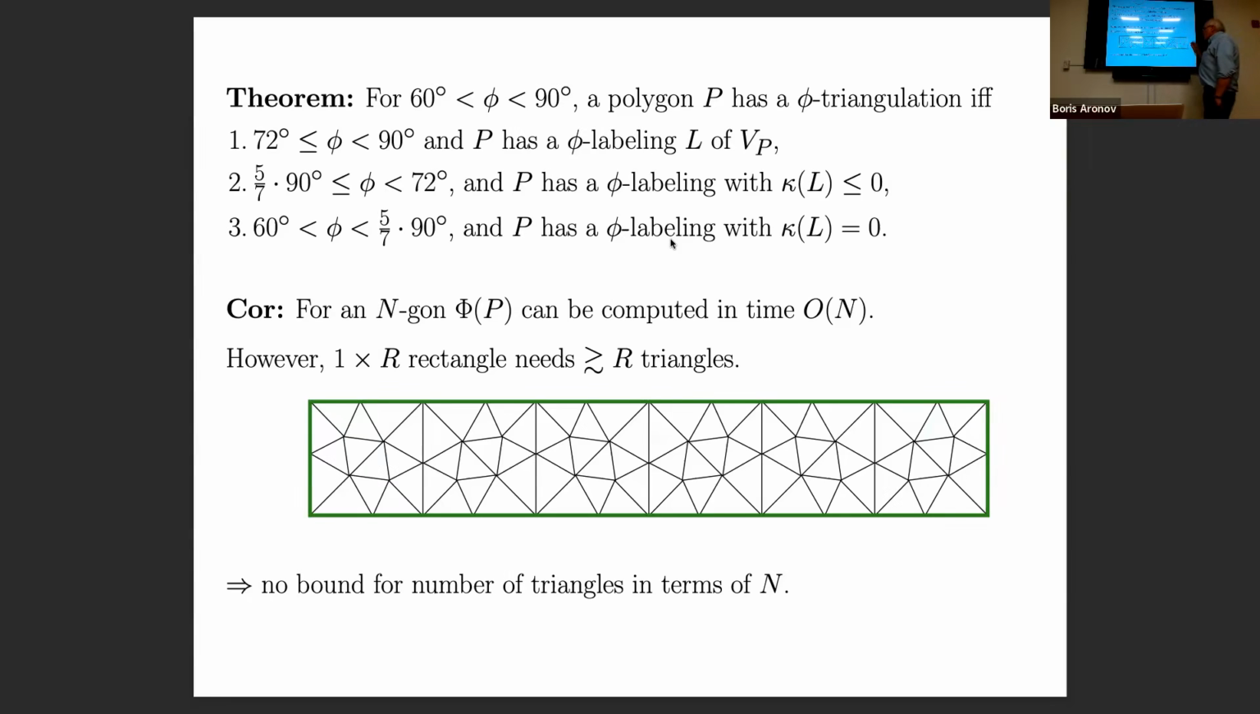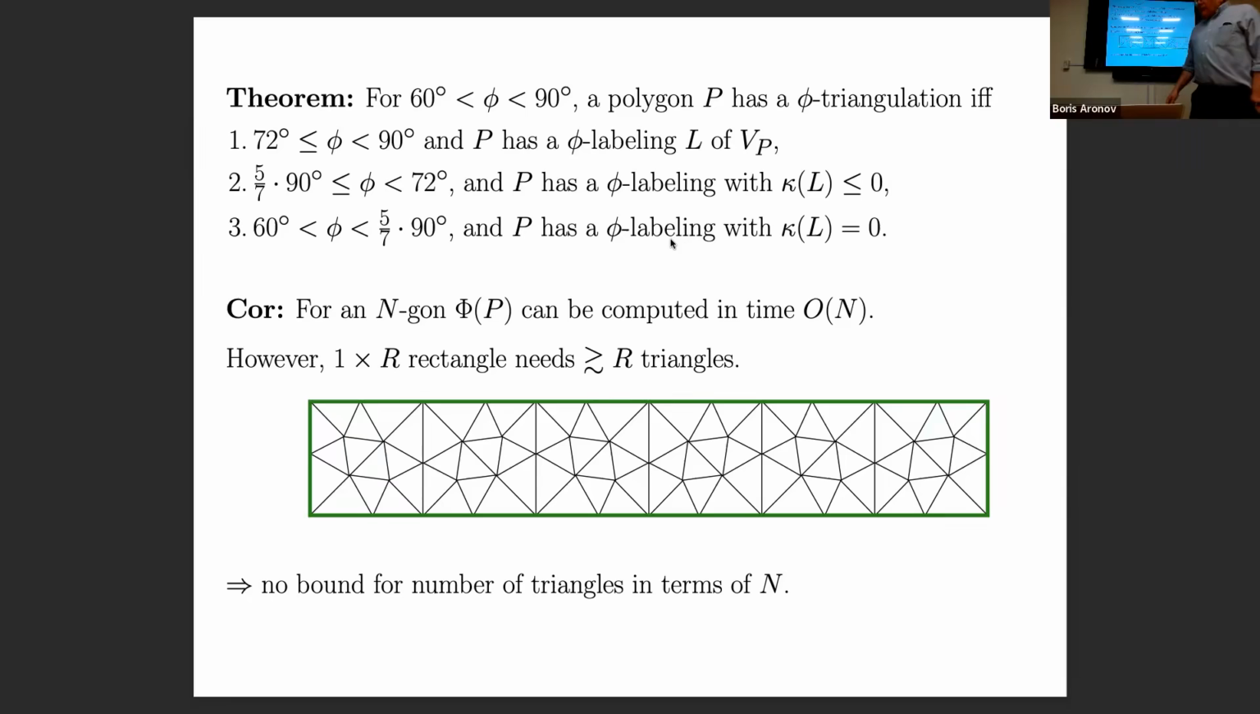I do want to point out that if you have a rectangle with 4 vertices, and you're going to have one of these triangulations with very round triangles in it, then you're going to need a lot of them. You're going to need on the order of R triangles. So the number of triangles you need is not bounded by the number of vertices. It depends on the geometry. But there's no way around that. That just has to be the way it is.